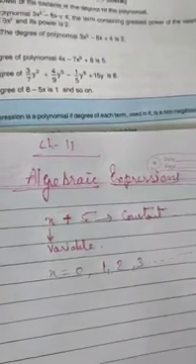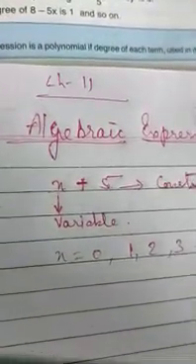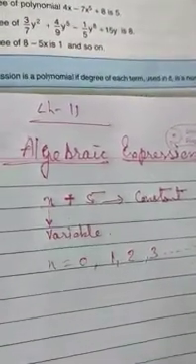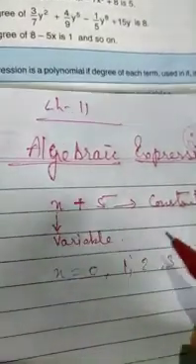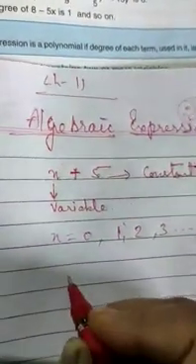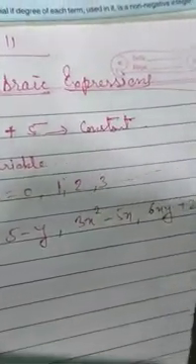Got it? When the constant and variable terms come together with the fundamental operations plus, minus, multiply, divide, whatever, they form an expression. That is called an algebraic expression. A single term or a combination of two or more terms, plus or minus, forms an algebraic expression. You can make many algebraic expressions like this: 5 minus y, 3x square minus 5x, 6xy plus z. Like this, we can make many algebraic expressions.